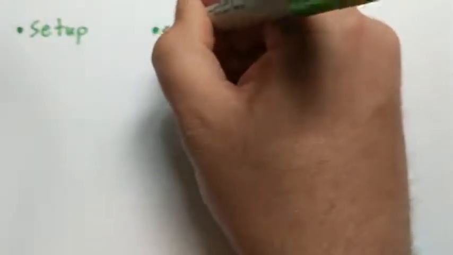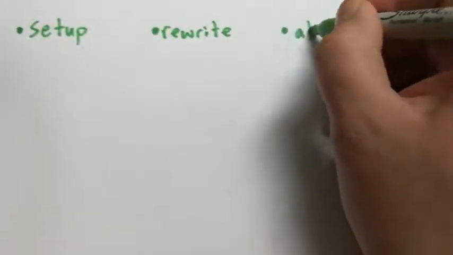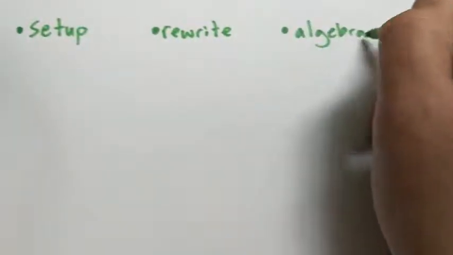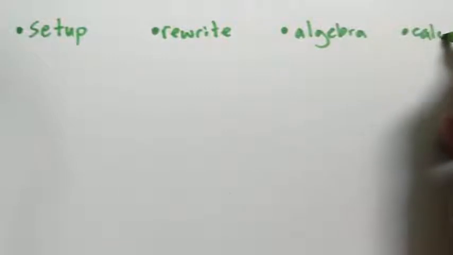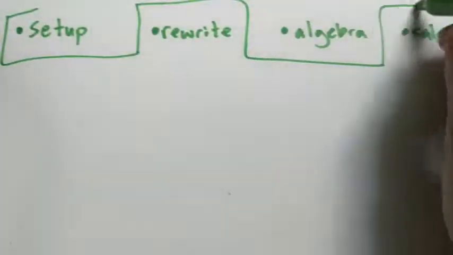Hi everyone. So we're going to solve a few more slightly more complicated recurrence relations using generating functions. The basic technique will be the same. There's going to be a setup, a rewrite, some algebra, and then some calculus. That's in common to all of these problems that we are going to do.